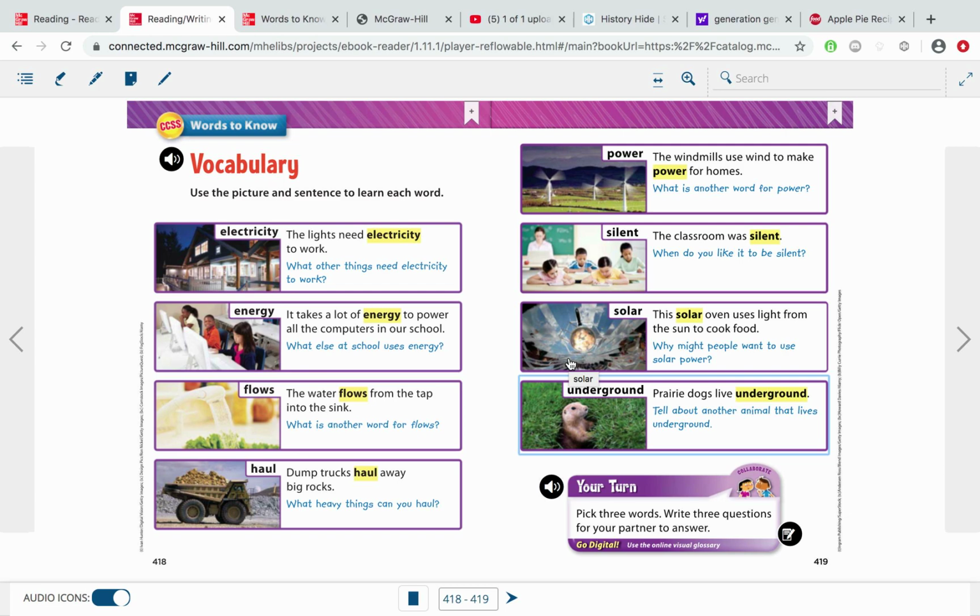If you have Go Noodle, go to Clap It Out, and it's a great syllables song, one of my favorites.